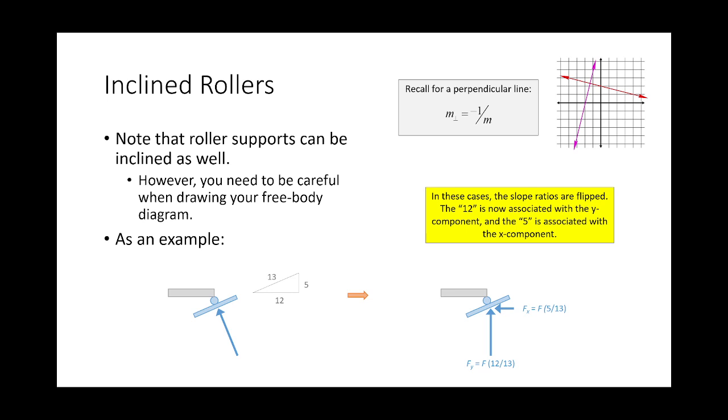An inclined roller, let's be clear about something: it only has one reaction. It's just in the direction of the incline. Now I can take this and split it up into x and y components, but they're going to be dependent upon one another.